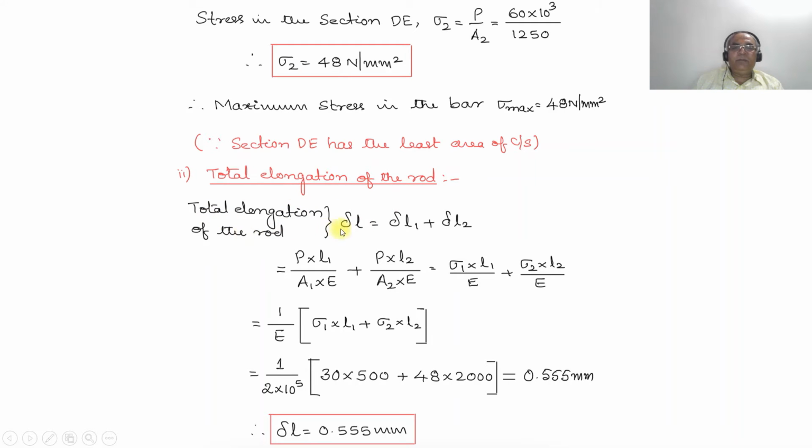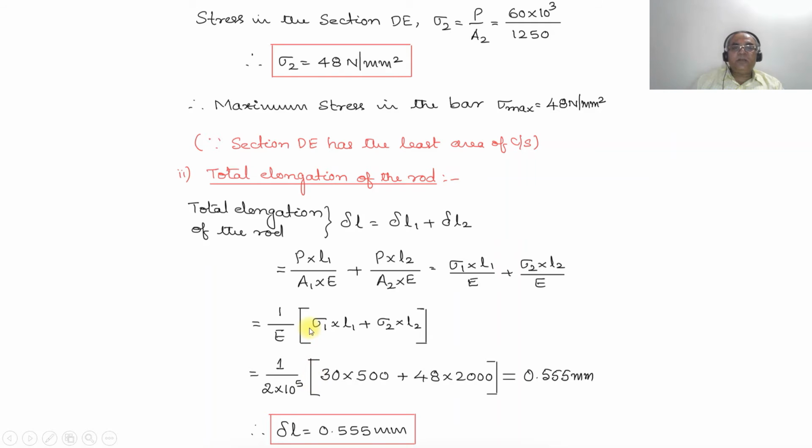Total elongation of the rod, delta L, will be equal to delta L1 plus delta L2. Therefore, that will be equal to P into L1 by A1 into E plus P into L2 by A2 into E. P by A1 is nothing but sigma 1, so sigma 1 into L1 by E plus sigma 2 into L2 by E. Taking the common factor of 1 by E, it will be 1 by E into sigma 1 into L1 plus sigma 2 into L2.